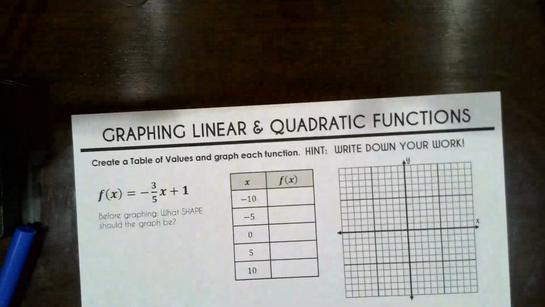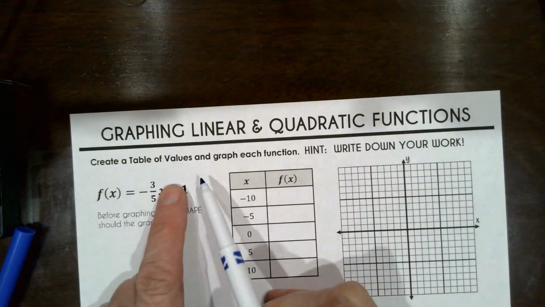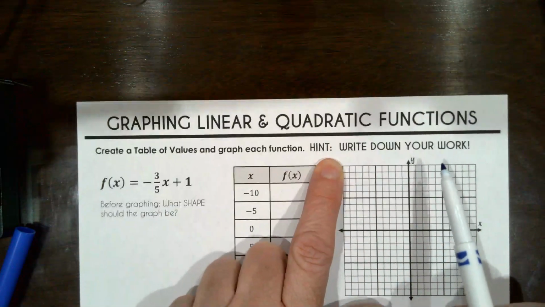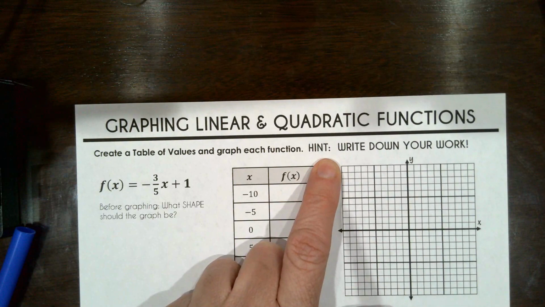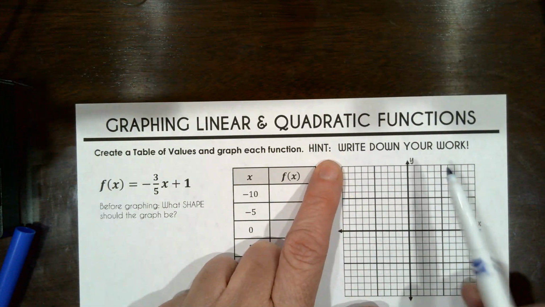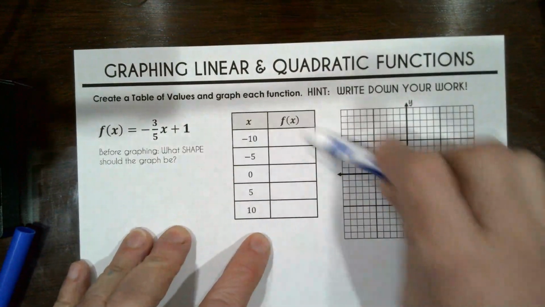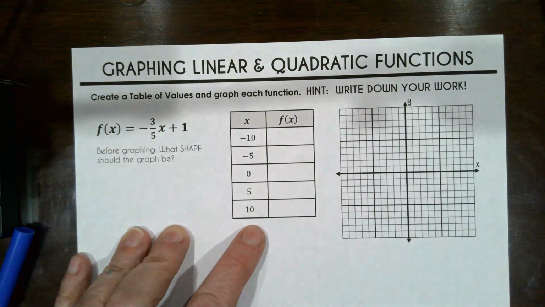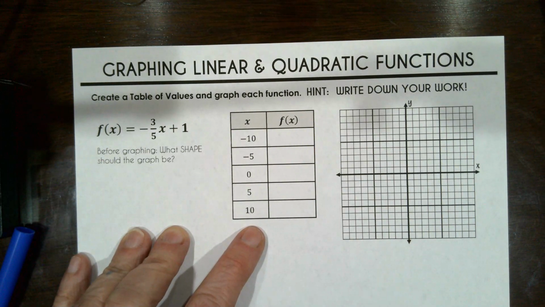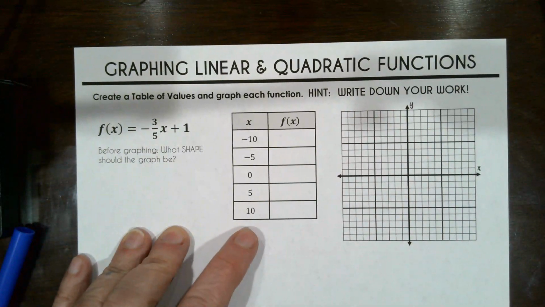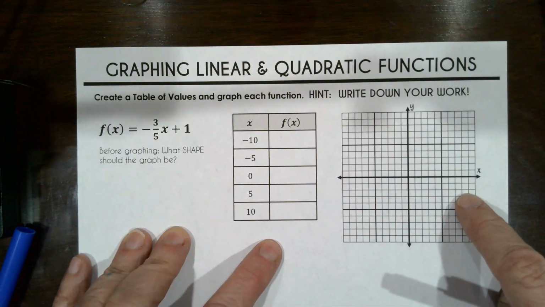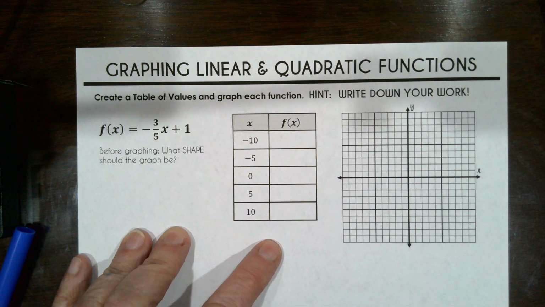All right, so here we go. We're going to create a table of values and graph each function. Hint, write down your work. The biggest problem I've seen with kids with graphing functions is not being able to correctly do the calculations. So write down your work and also know what kind of shape you are expecting to get. Because if you know what shape you're expecting and your dots do not go in the right shape, that's your clue that you need to go back and fix your calculations.